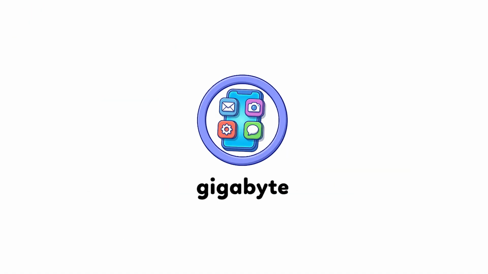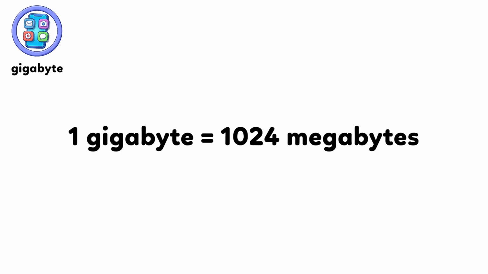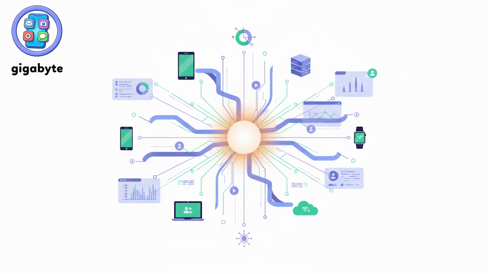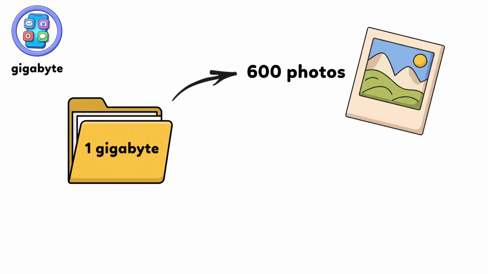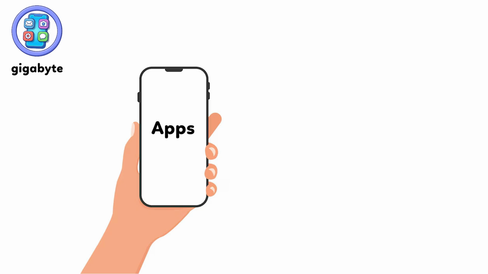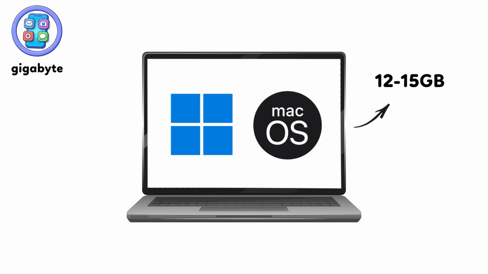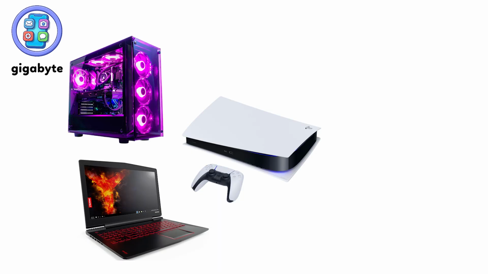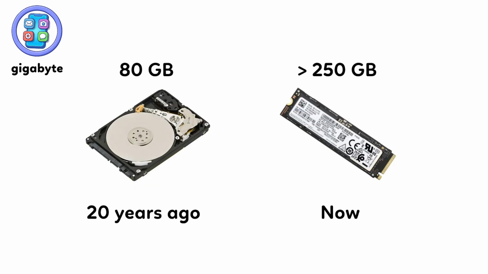Next comes the gigabyte, which equals 1,024 megabytes, or approximately 1 billion bytes. This is where modern digital life really begins. A single gigabyte can store around 600 photos, 230 songs, or one 2-hour high-definition movie. Most smartphone apps measure themselves in hundreds of megabytes or single-digit gigabytes, while operating systems like Windows or Mac OS require several gigabytes just for basic installation. Gaming consoles, laptops, and desktop computers now come standard with storage measured in hundreds of gigabytes or multiple terabytes. What seemed impossible just 20 years ago is now considered entry-level.